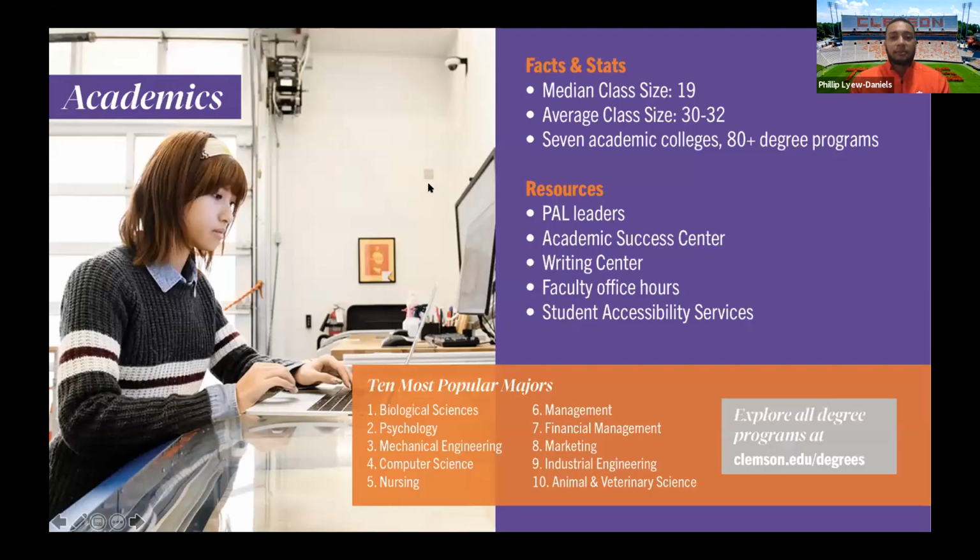So, academics. As I touched on when we were talking about the numbers, median class size is 19, average class size is roughly 30 to 32. We do have 7 academic colleges and 80+ degree programs, as you saw on the previous slide. But one of the biggest things I wanted to mention is our resources. We do have that 93% retention rate. And as a now Clemson alumnus, I can truly be a testament to say it is because of the resources that I not only made it out of freshman year, but made it to graduation.